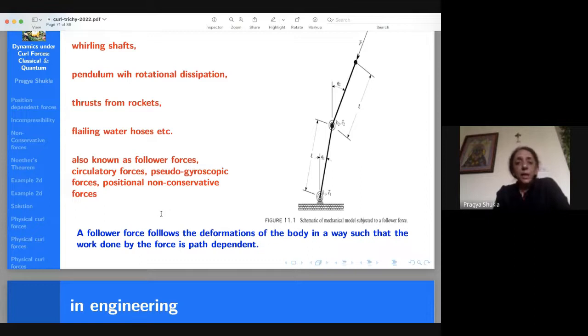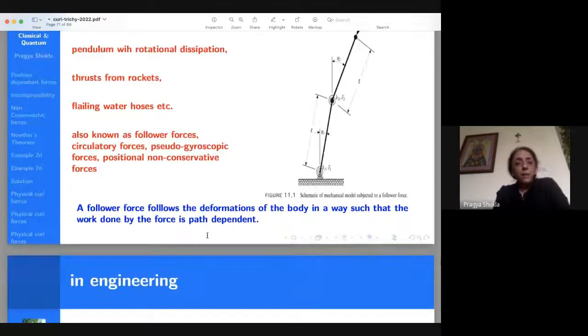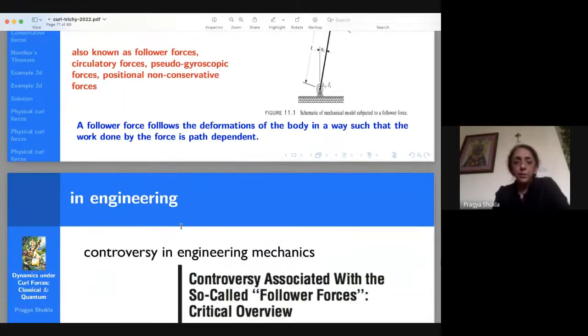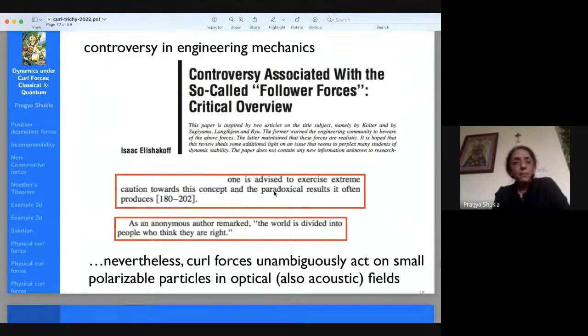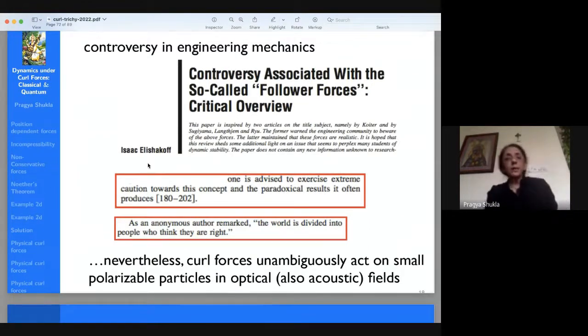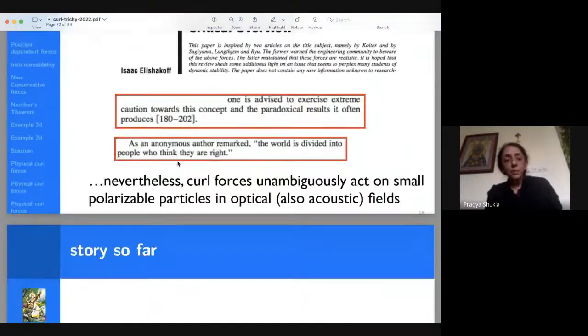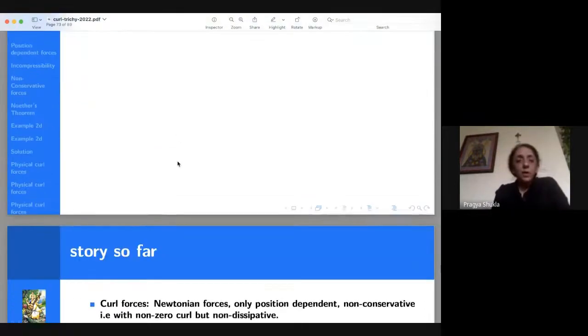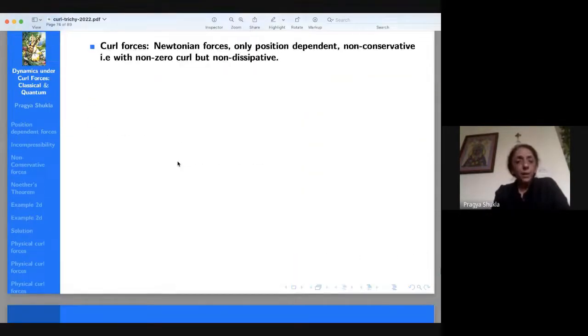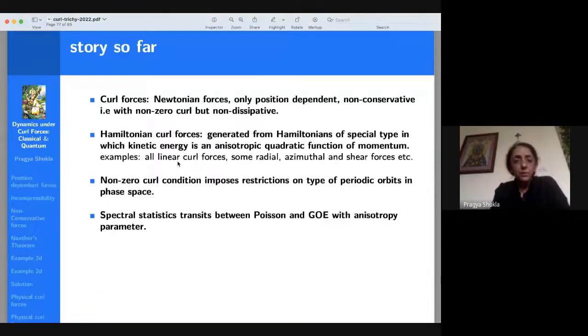pseudo-gyroscopic forces, and okay. By the way, for students, a follower force follows the transformation of the body in a way such that the work done by the force is path dependent. Follower forces are very well known forces in engineering physics. There is some controversy in engineering mechanics. I have written about a very nice article by Isaac Elishakoff, and I will encourage you to look at it because it's a very beautiful article and he discusses pros and cons. So let me now summarize. And I'll go to the last one, because I don't have time.